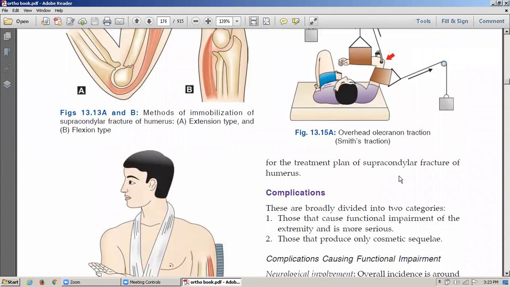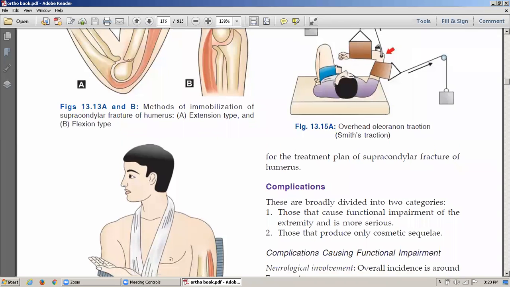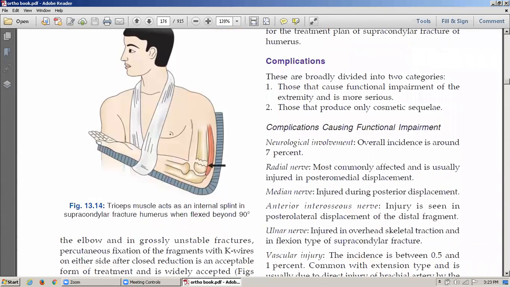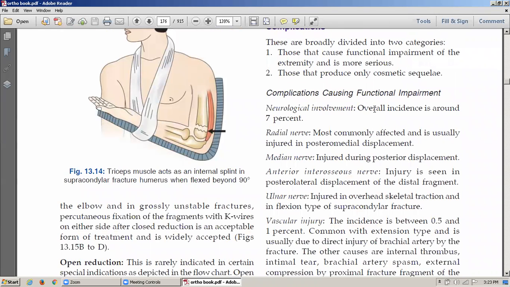For the complications of supracondylar fracture of the humerus, these are broadly divided into two categories: those that cause a functional impairment of the extremities and are more severe, and those that produce more cosmetic sequelae. Complications causing functional impairment include neurological involvement, with an overall incidence of around 7%.